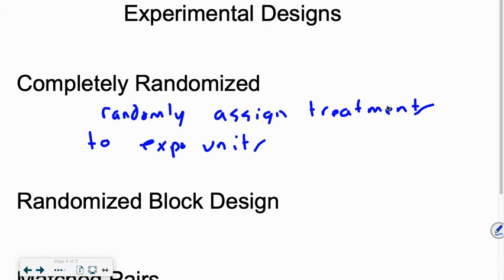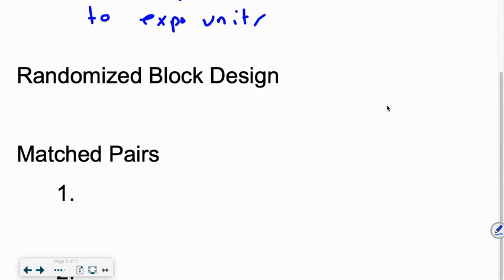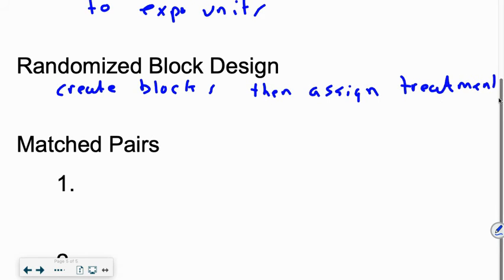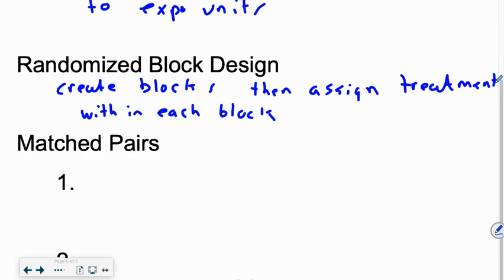Randomized block design is where we form blocks, which are groups of experimental units that are known to be similar. So we form separate groups of people that are similar, and then assign the treatments within each block. So maybe males and females, and then we randomly assign the males to the different treatments, and then we randomly assign the females to different treatments. This allows us to eliminate that variable if males and females respond differently.